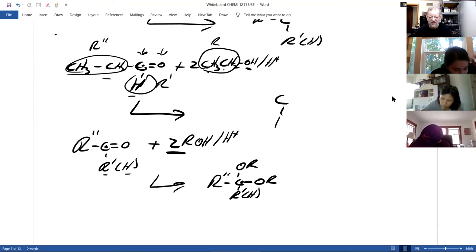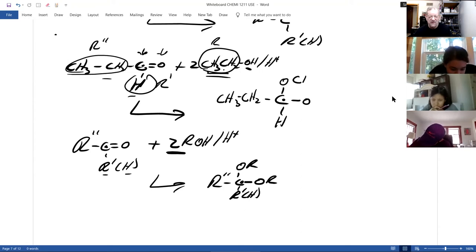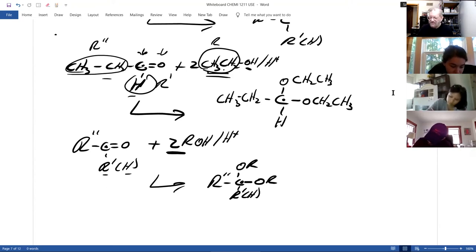What was attached to it, R prime, is still there, R double prime is still there, this carbon. I'll have two oxygens, and each one has the R group, which in this case is ethyl. And that's how you do it. I'll wait until everybody's done writing this down.